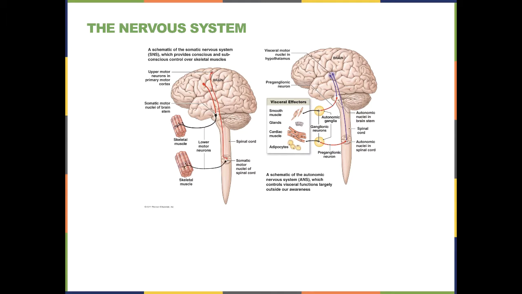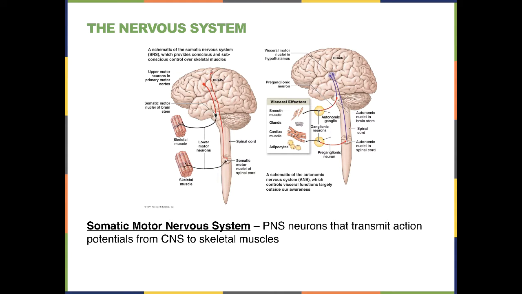The neurons can also be separated into whether they innervate muscles or whether they innervate glands and organs. Those that innervate muscles are called the somatic motor nervous system. These are peripheral nervous system neurons that transmit their efferent action potentials from the central nervous system or the spinal cord to skeletal muscles, and they're shown here on the left.